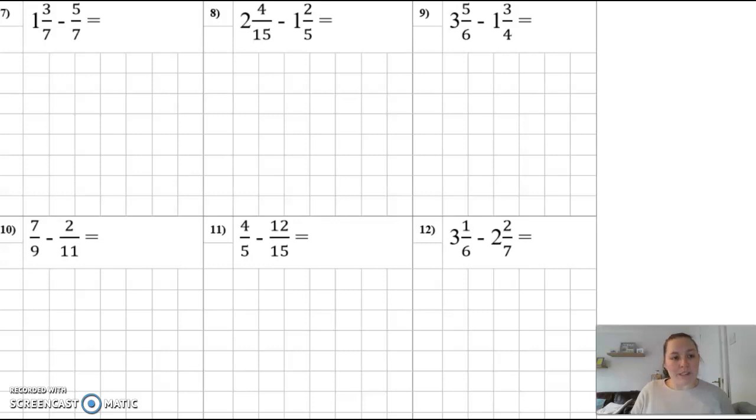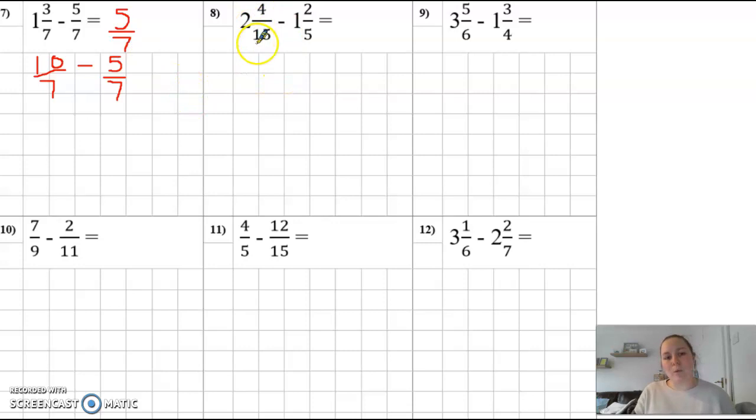Number 7, we've got the same denominator. So that's a good thing, but we've got one mixed number. We need to convert our mixed number into an improper fraction before we can do anything else. So I have got one whole. In that one whole, there would be 7 sevenths, and that extra 3, that's 10 sevenths. So 10 sevenths, take away 5 sevenths. That's nice and easy. So our answer is 5 sevenths.